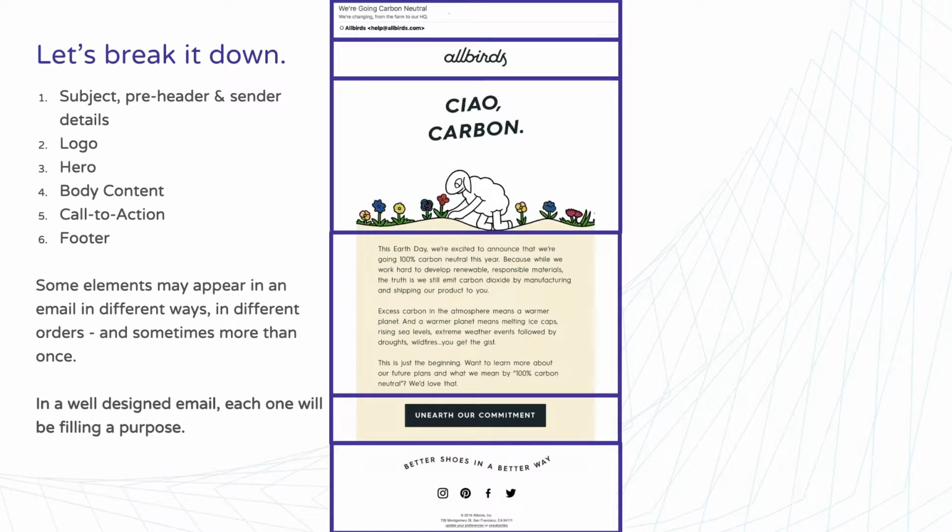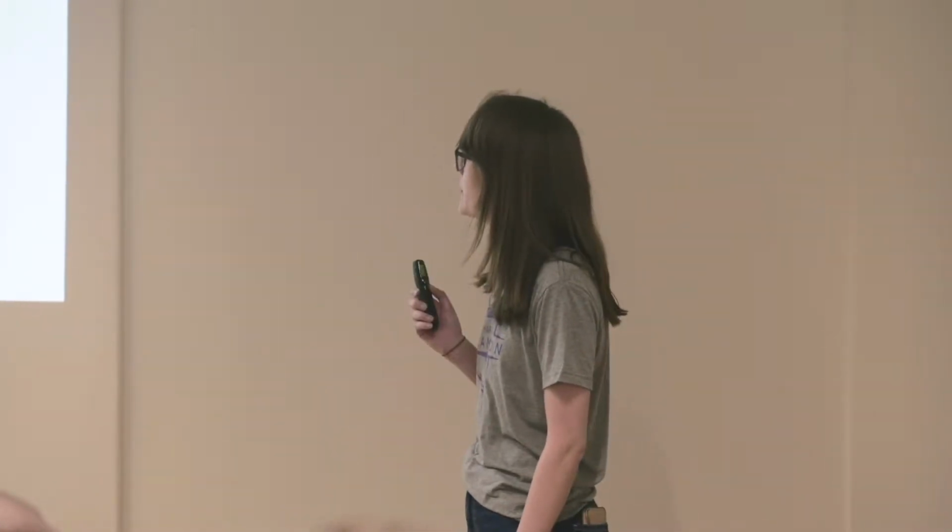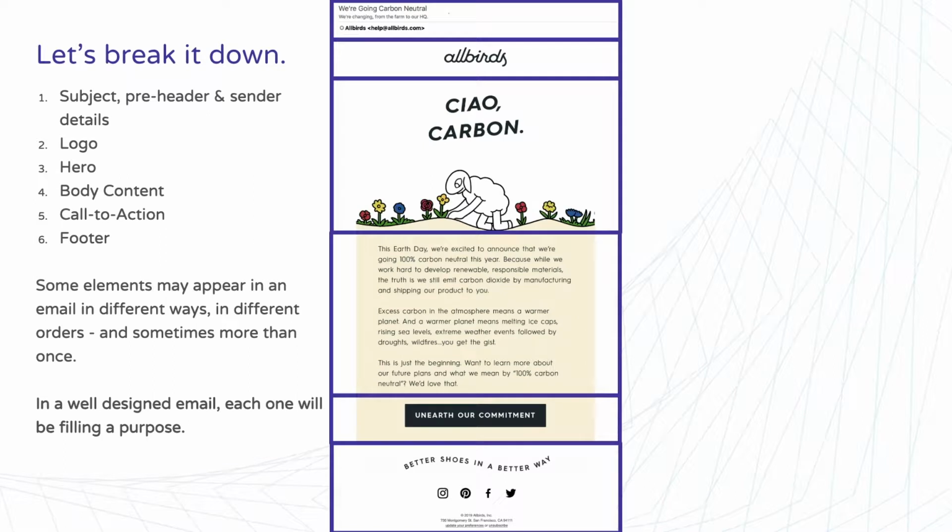These elements might appear in different emails in different ways. They might appear in different orders. They may appear multiple times in a single email. This is obviously a really short one because it's hard to fit a long email into a limited vertical space. So we're going short. But the key thing is that in a well-designed email, every single one of those components is going to be there to fill a specific purpose. It's going to be there for a reason.